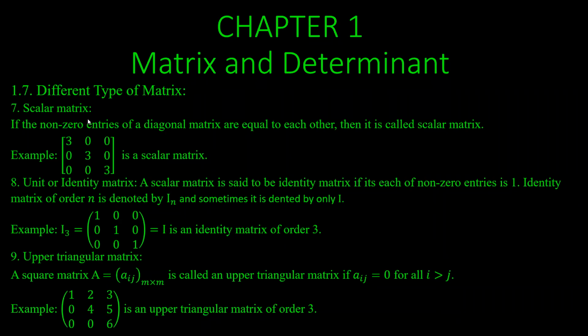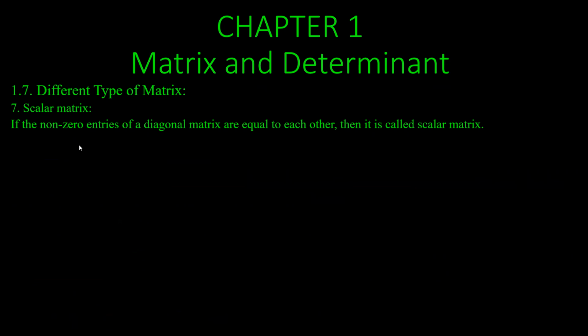Dear audience, we are going to learn the scalar matrix, unit or identity matrix, and upper triangular matrix. Dear audience, the scalar matrix. If the non-zero entries of a diagonal matrix are equal to each other, then it is called a scalar matrix.